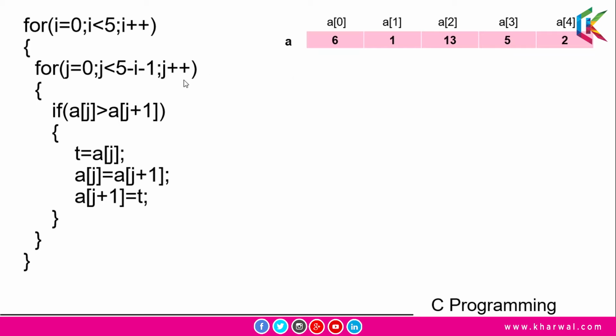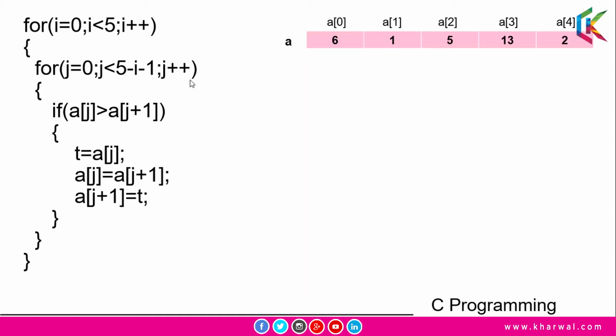And then j++ will be executed, so the value of j will be 2 and 2 less than 4 and this condition is true. Now it will again check this condition, so a of 2 greater than a of 3 and this condition is also true because 13 is at a of 2 now and 5 is at a of 3. So these values will be swapped and after swapping the elements of array A will be like this.